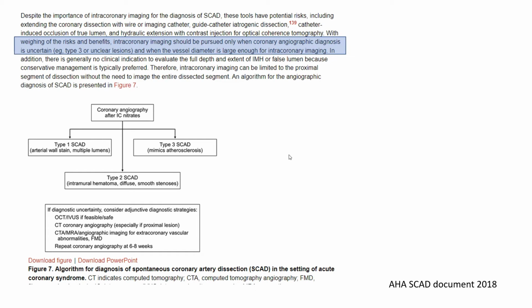By the way, if you do use IVUS or OCT, you don't need to image the whole vessel. You don't even need to wire the whole vessel. You can wire proximally and look for SCAD features in the proximal portion of that lesion. You don't need to look at the SCAD features throughout. This will limit your wiring and limit your imaging manipulations.